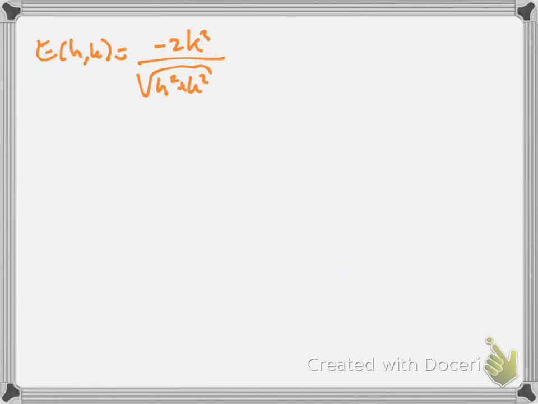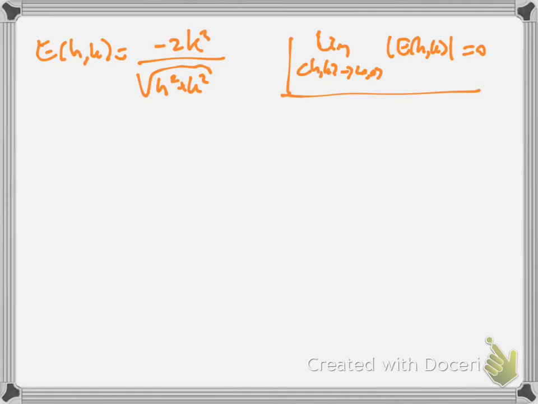Now what we have to do is show that the definition of differentiability means that the limit for (h,k) going to the origin of the absolute value of this is 0, right? So let's write this over. This is our goal, to show that the limit for (h,k) to the origin of the absolute value of E_{h,k} is equal to 0. That's our goal.